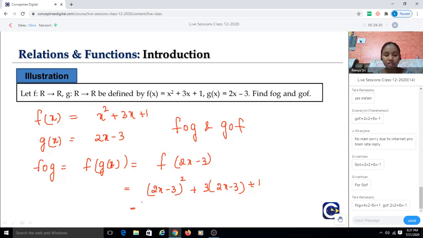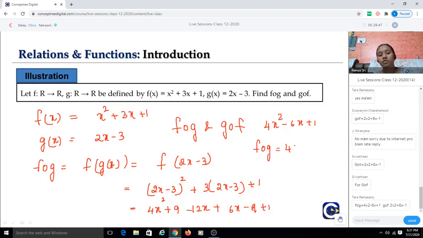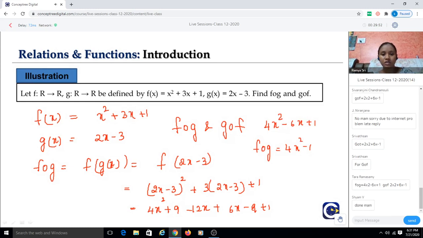So we have to simplify this: a minus b whole square. So it will be a square plus b square minus 2ab, plus 6x minus 9 plus 1. Simplify it further. So it will be 4x square minus 6x plus 1. So our f of g will be equal to 4x square minus 6x plus 1.